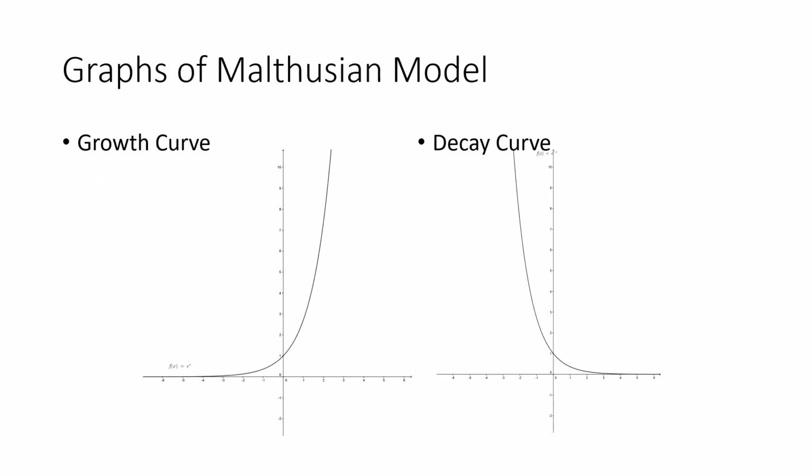On this slide, we have two curves. One is a growth curve and the other is a decay curve. The one on the left is a growth curve, and that is the kind of curve that you would see if you had a positive k value in the exponent, where the one on the right is a decay curve, and this is what the curves would look like if you had a negative k value in the exponent.